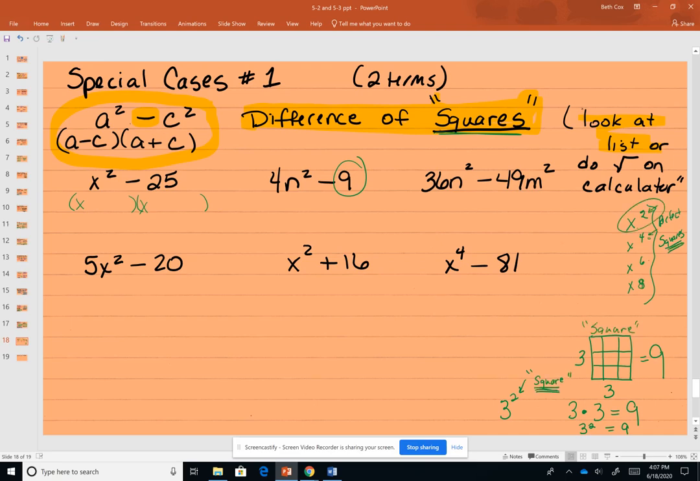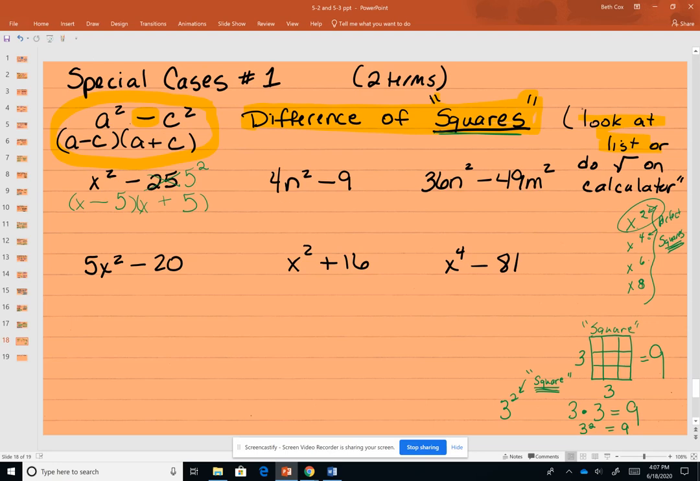That was a freebie. You'll notice the A and the A, but then 25, well, that's the same as 5 to the second. And so we're going to have a minus 5 and a plus 5. And that's all there is to it. Let's do the next one.